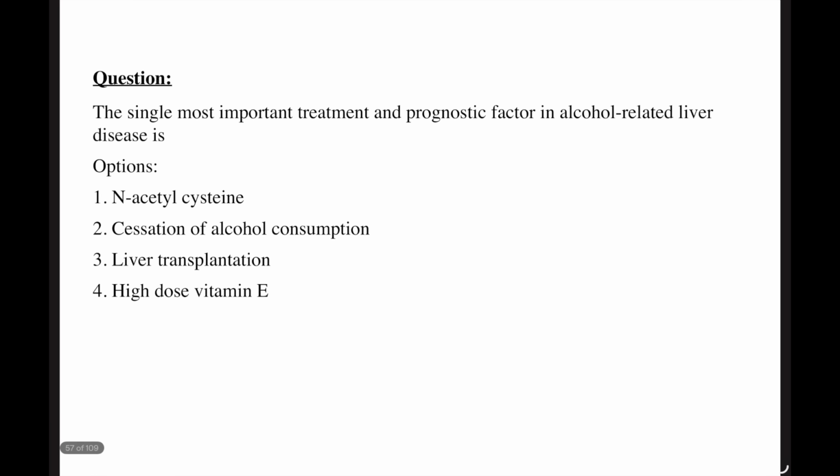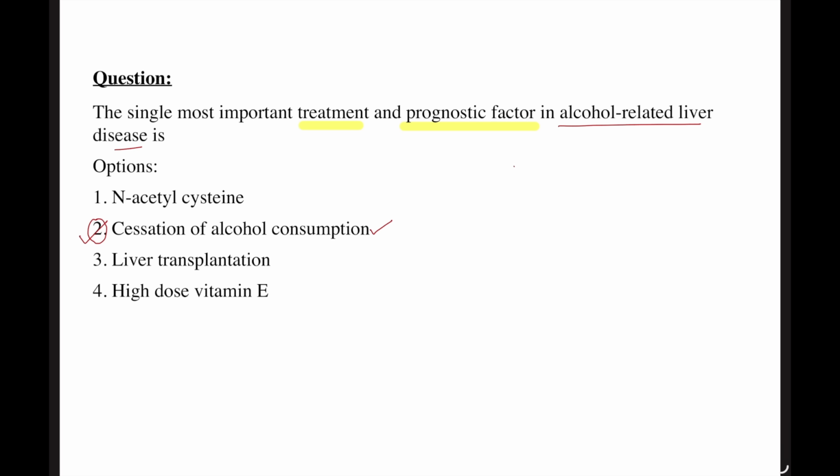Now let's move on to the next question. Single most important treatment and prognostic factor in case of alcohol related liver disease. I think the single most important treatment prognostic factor is to ask them to stop alcohol. It's as simple as that. Very simple question to answer.